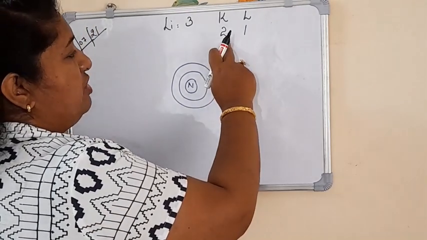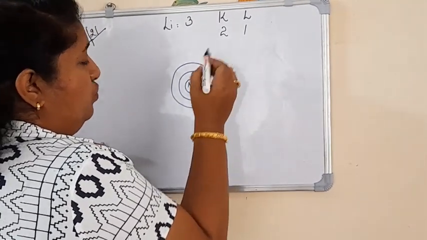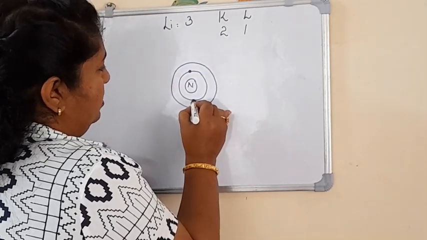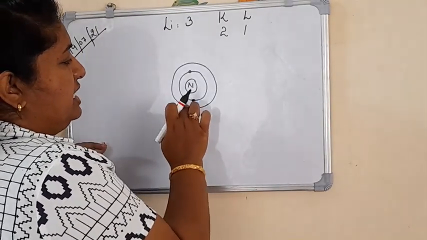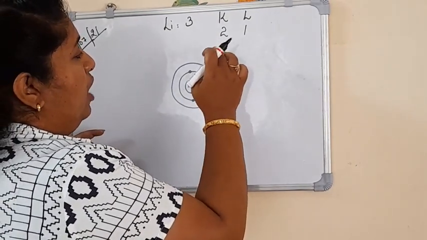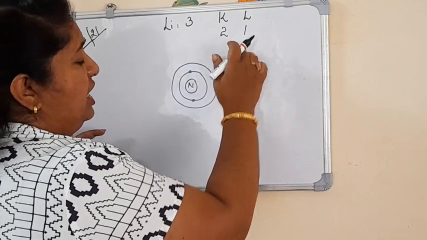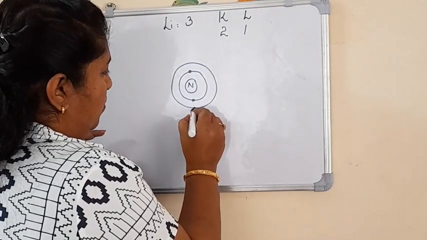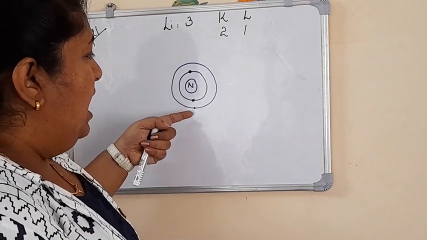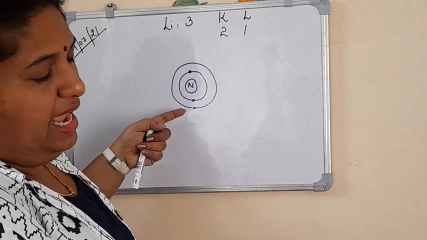How many electrons are there in the K shell? 2 electrons. So 1 electron here, 1 electron here. So 2 electrons are distributed in the K shell. Now how many electrons are in the L shell? Only 1 electron. So 2 electrons in the K shell and 1 electron in the L shell.